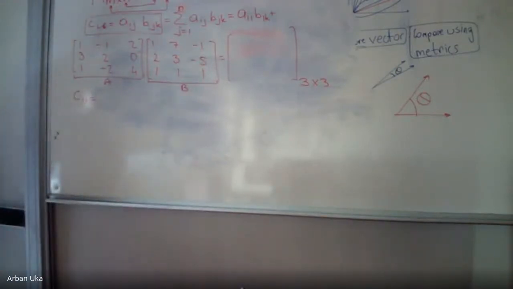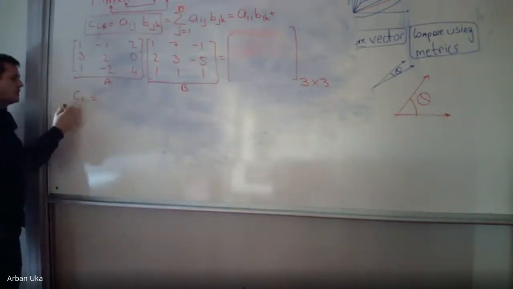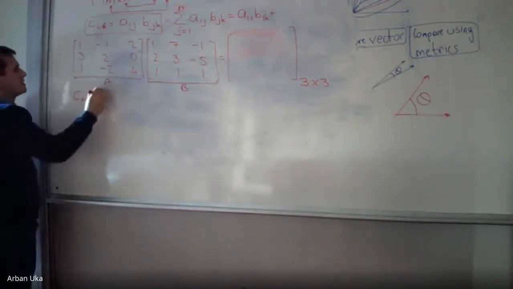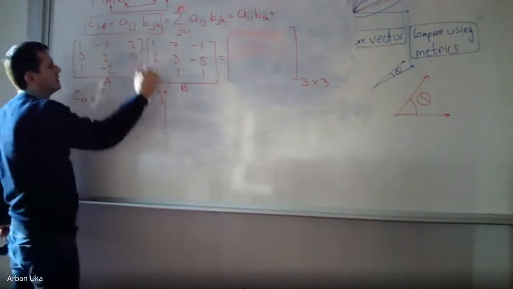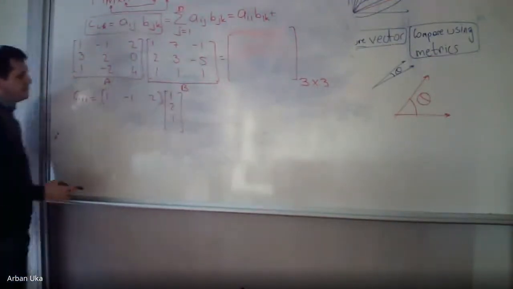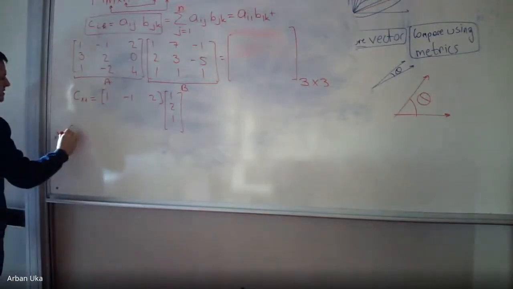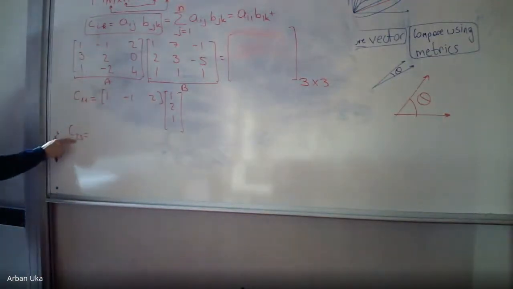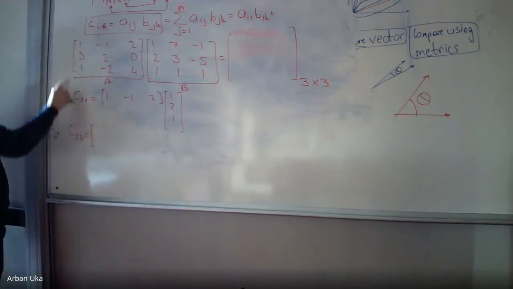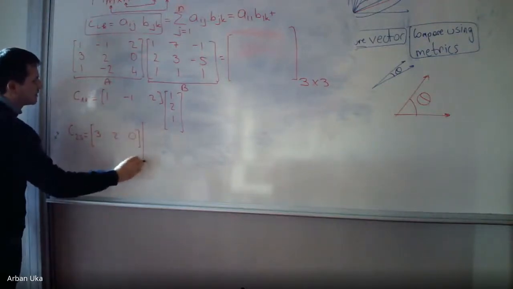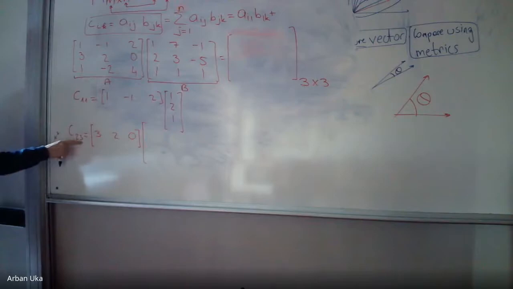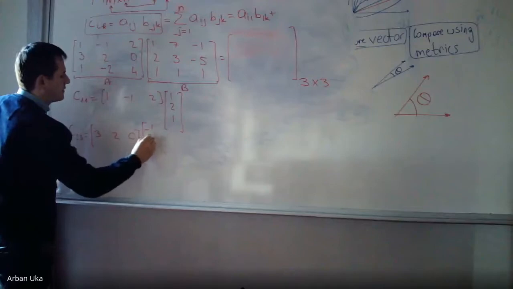C11 is defined by definition. It is the first row of A times the first column of B. This is defined like this: 1, minus 1, 2 times 1, 2, 1. Right? This is it. Another example, C23. What is C23? It is the second row of A. What is the second row of A? It's 3, 2, 0. Thank you. Okay, times what? The third column of B: minus 1, minus 5, and 1.